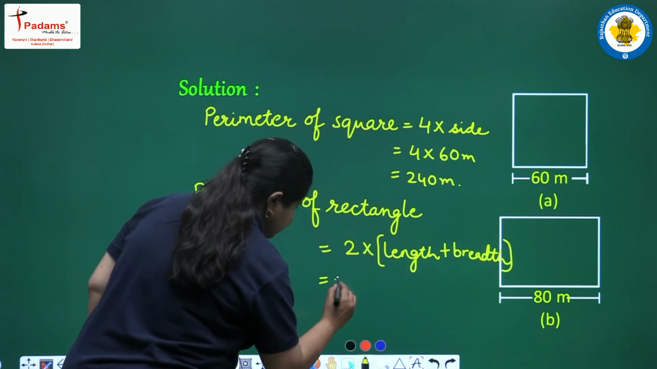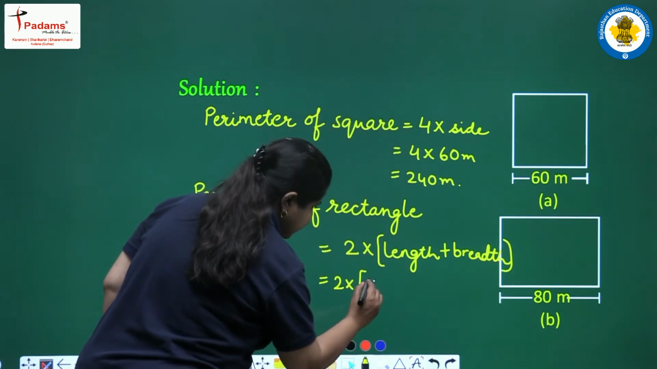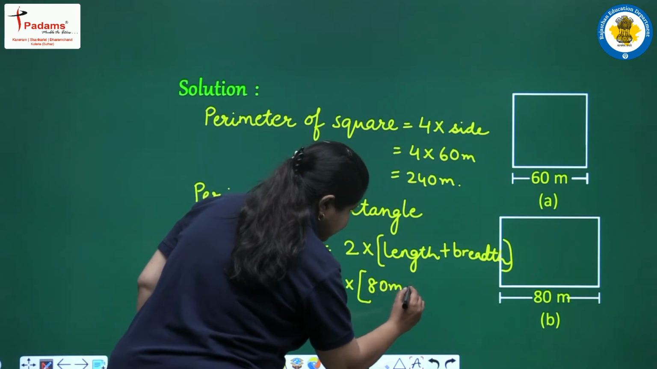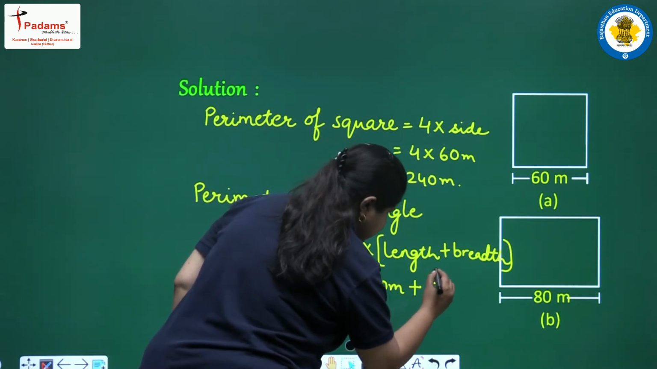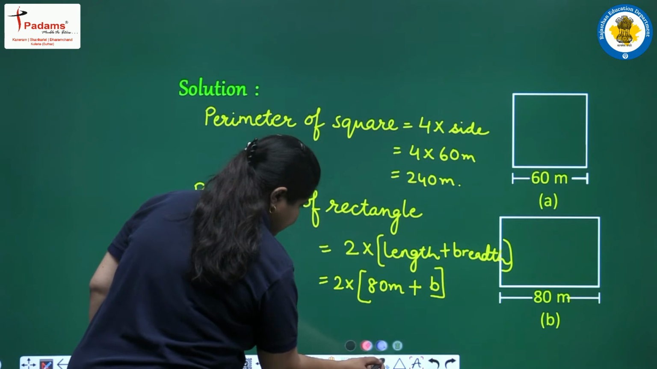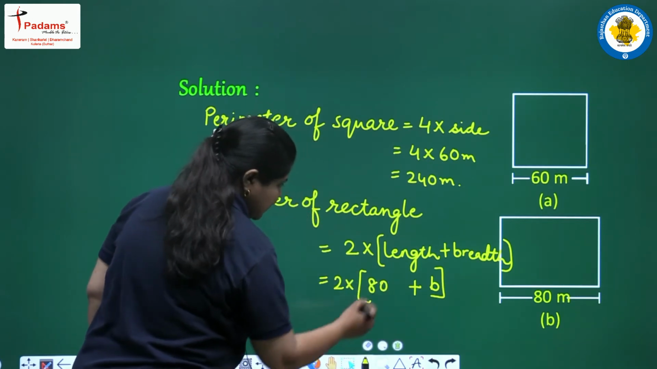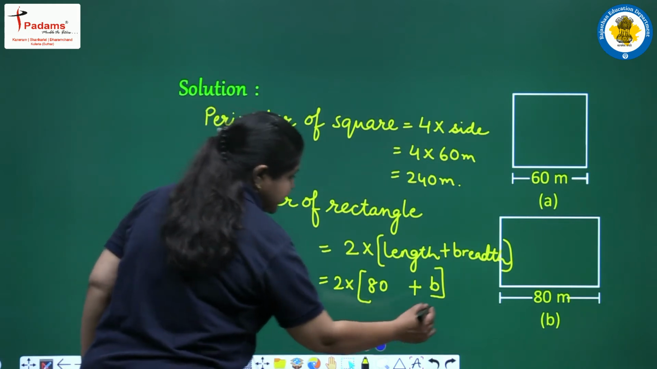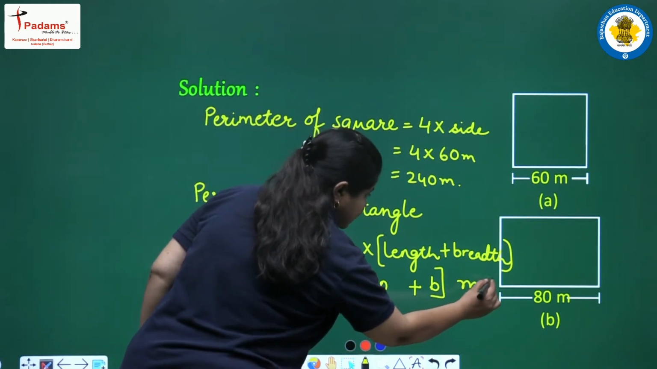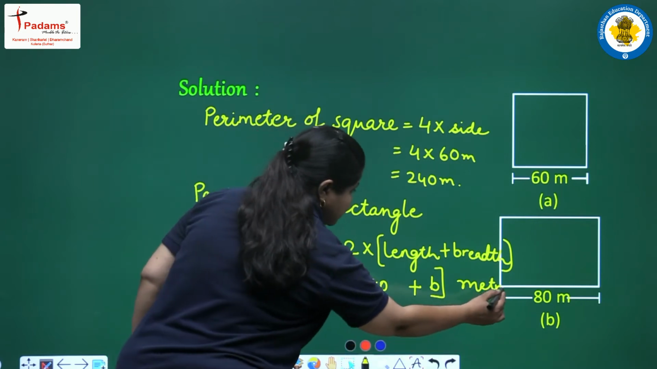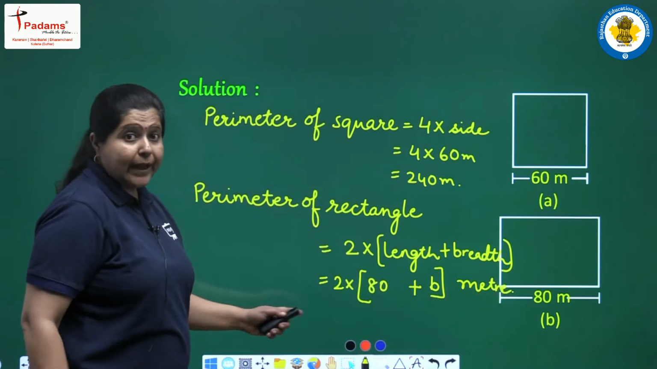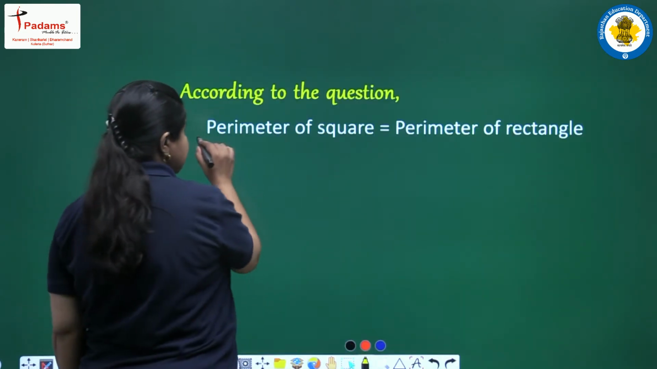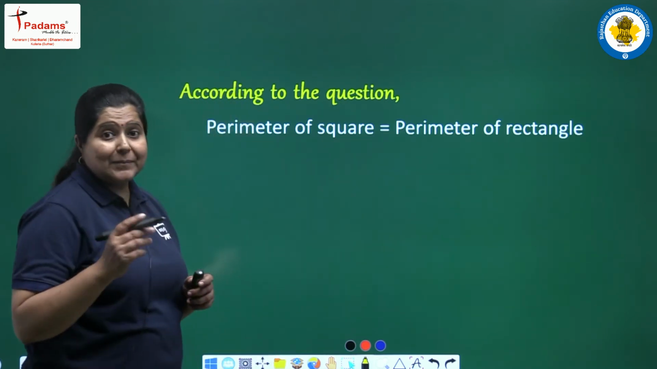And now 2 into length. We know it is 80 meters, but breadth is unknown. So we write it simply B here, or we can write simply here 80 and write the unit afterwards. So 80 plus B, where B is the breadth here. And so this is the perimeter of the rectangle.